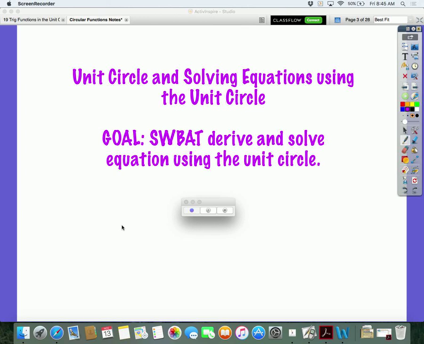Starting with the unit circle and solving equations using the unit circle. Today, we derive and solve equations using the unit circle. So, let's start out.